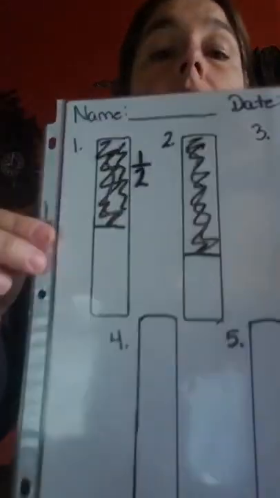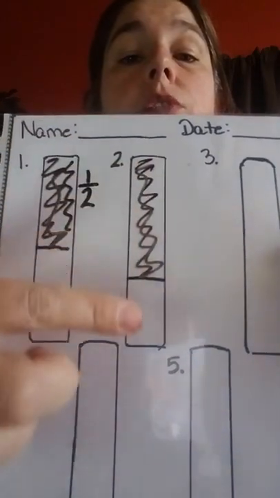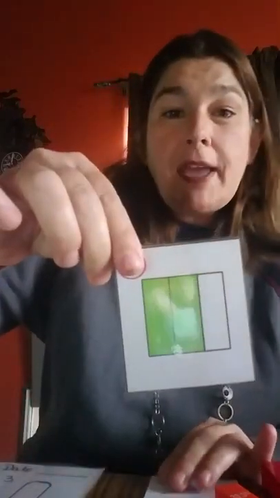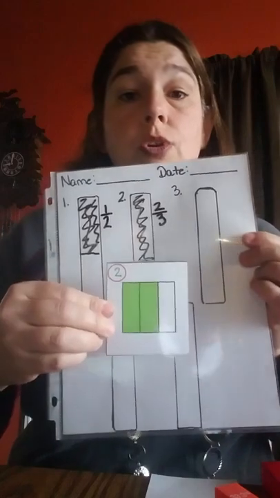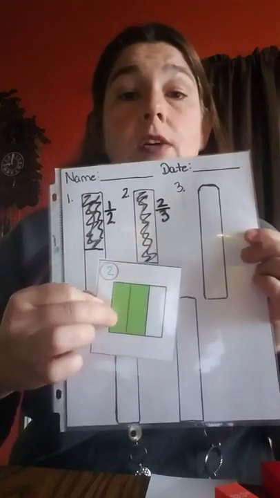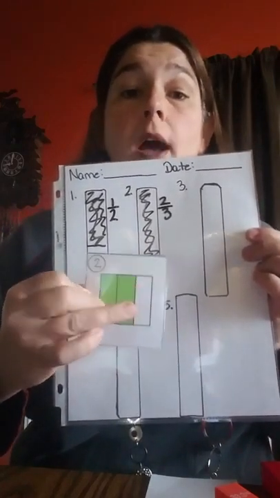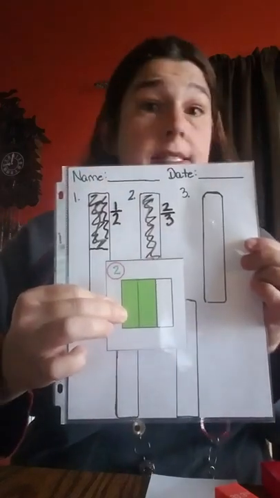2/3. There is 2/3 colored in to match my picture. Again, if your student is advanced and they know how to write the fractions, they can write 2/3. 2 rectangles are colored in. 1 rectangle is not colored in.